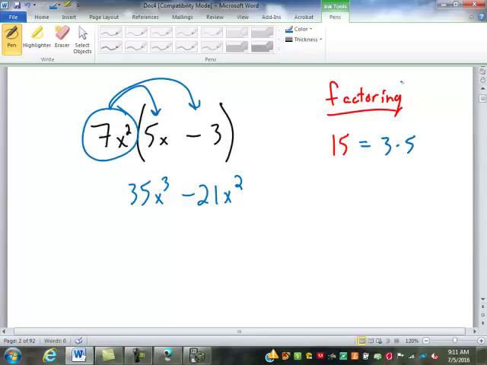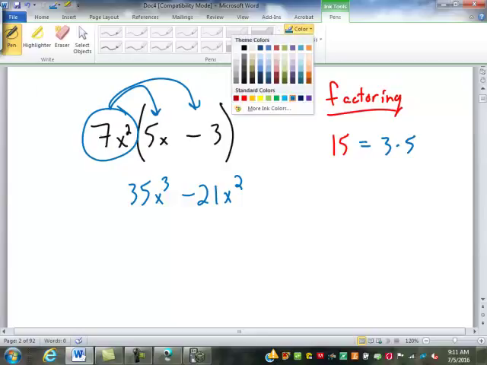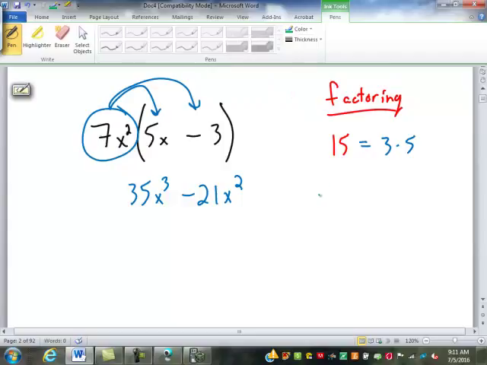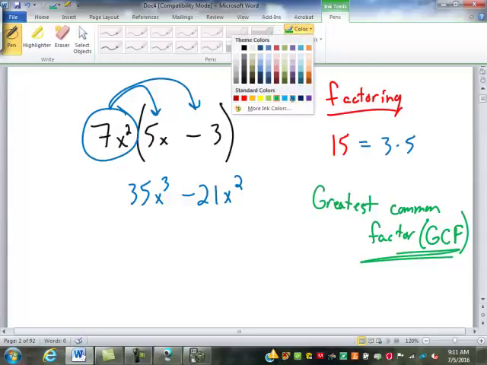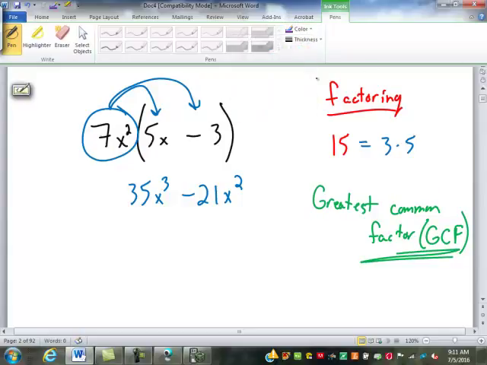So what we do with a polynomial like this when we go to factor is we just take out the largest common factor, or the greatest common factor. Remember, we called that the GCF. So what that means is we look at the digits of our polynomial, and we find that common factor of the numbers and the variables.